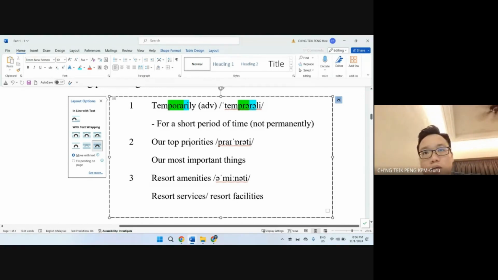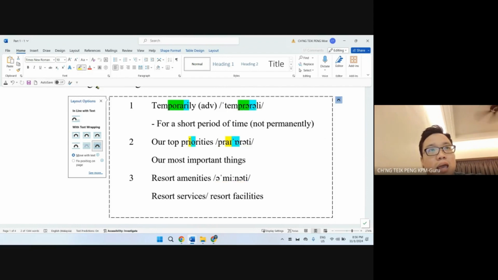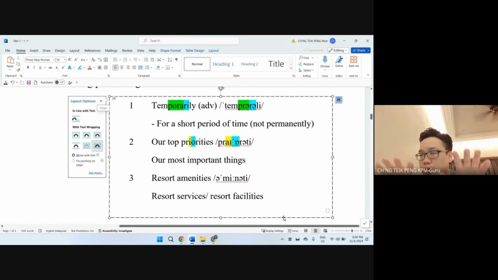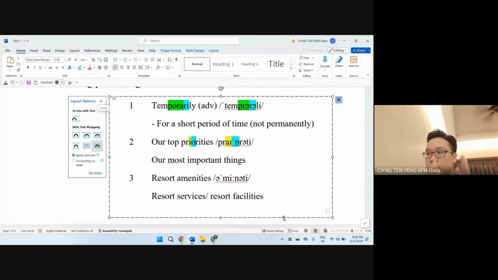Okay, number 2, our top priorities. So the I is pronounced as I, and then the O is pronounced as O. So the I and O are separated. We don't combine them together and make it priorities. No, you separate them. Priorities. Our top priorities. It means our most important things.